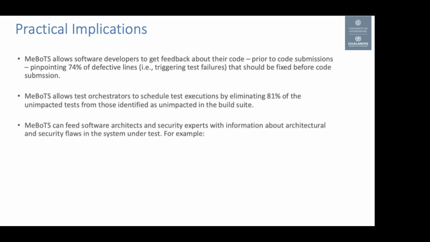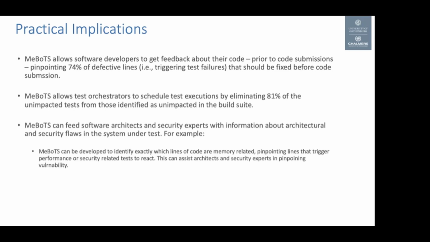And finally, MeBoTS can also help feed software architects and security experts with information about architectural and security flaws in the system. So, for example, if MeBoTS could identify lines of code that are related to memory changes, and based on the dependencies that we capture, we know that memory changes might affect certain qualities of the system, we would pinpoint to a software architect and a security expert those lines that can help them understand better how to overcome these flaws in the system.